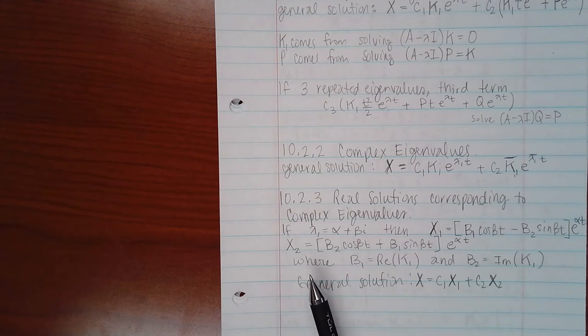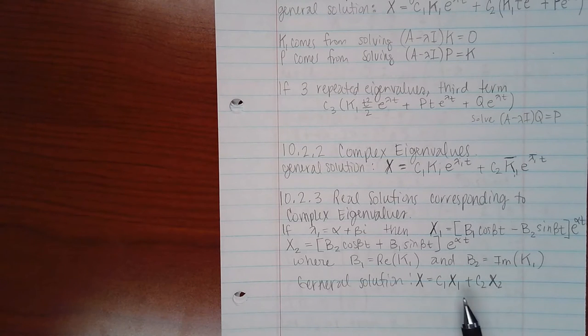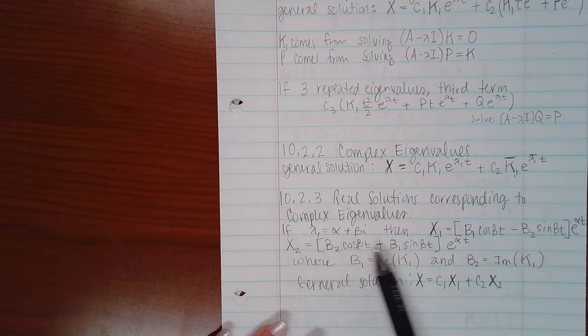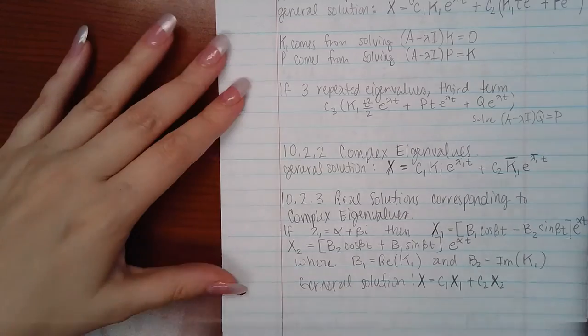Okay, what is B1 and B2? B1 is the real components of capital K, right? So when you find this lambda, you're also going to find the K that goes with it. The real coefficients is going to be B1. And the imaginary coefficients of that vector will be B2. And so then the general solution will be C1 times all of this term plus C2 times all of that second term. And that's how you'll write your final answer, okay? Now, we won't get to the complex eigenvalues today, but in Thursday's class, we will get to those in the next lecture.